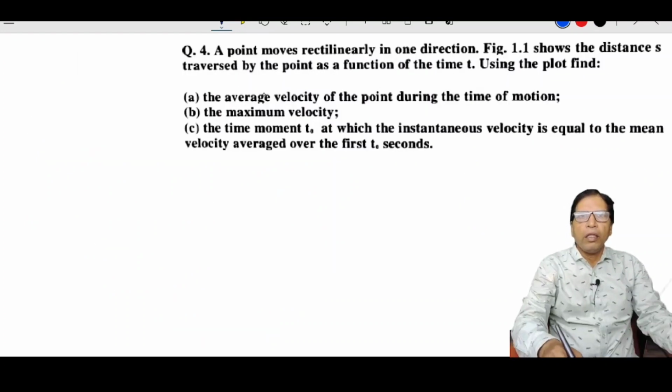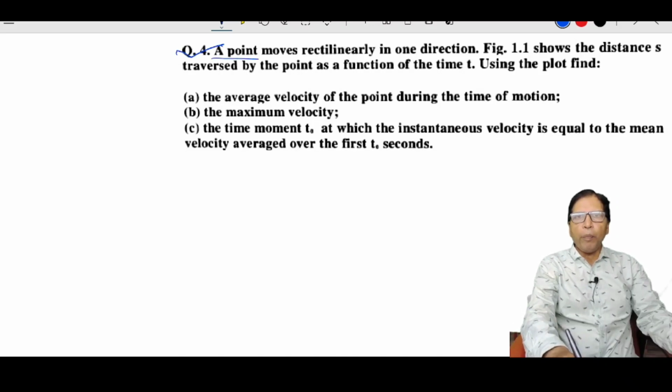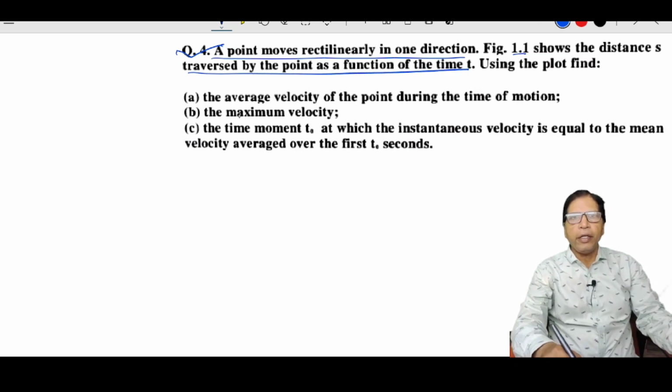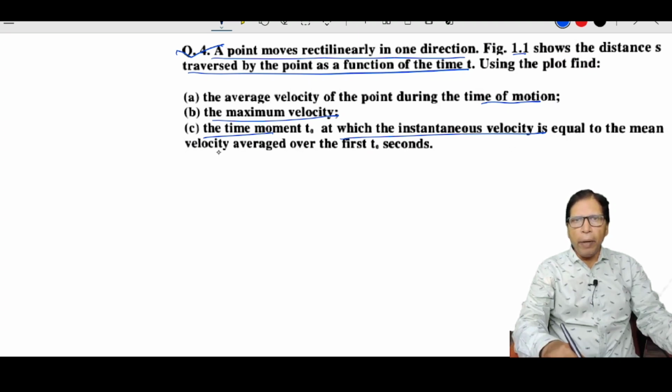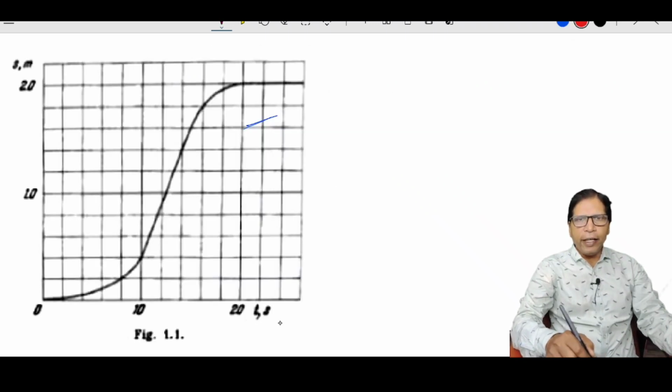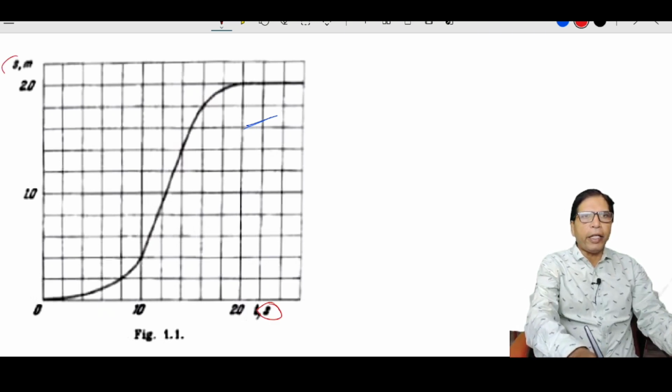Now look at question number 4. A point moves rectilinearly in one direction. Figure 1.1 shows the distance s traveled by a point as a function of time t. Find the average velocity of the point during the time of motion, the maximum velocity, and the time t at which the instantaneous velocity is equal to the mean velocity averaged over the first t seconds. This is the s-t graph. t is represented in seconds and s is represented in meters.